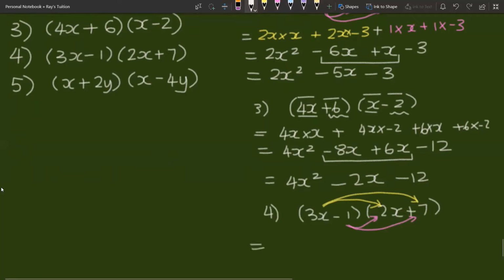So here we have 3x times 2x when we distribute the x, the first term, plus 3x times 7. Distributing it to the second term. Now let us do the second one, which is distributing a -1. So -1 times 2x plus -1 times 7.